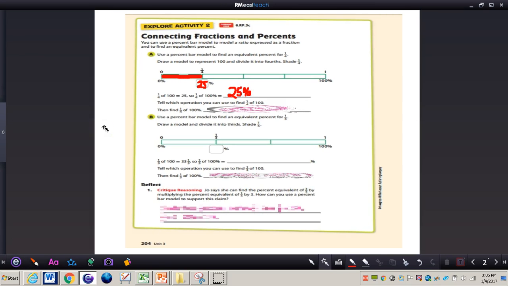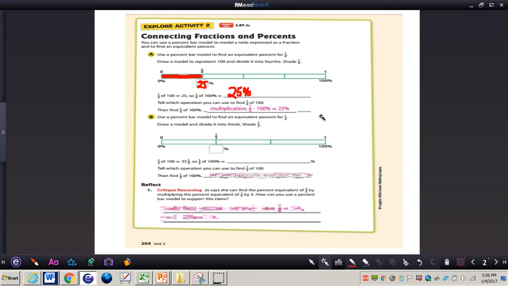Now the next question says, tell which operation you can use to find 1/4 of 100. Whenever you see something of, that "of" most of the time means multiplication. So 1/4 times 100. Then find 1/4 of 100% is going to give us 25%. So operation multiplication, 1/4 times 100% equals 25%.